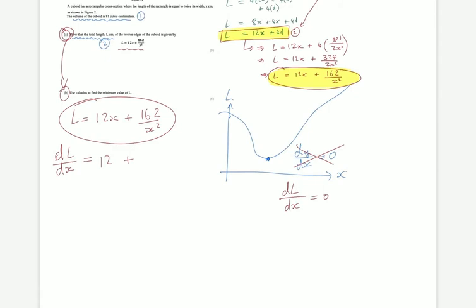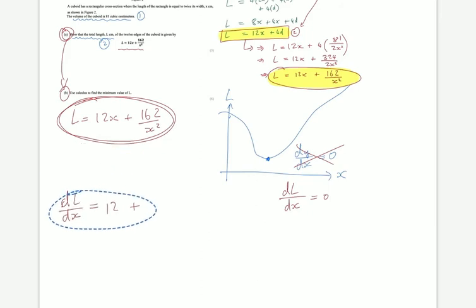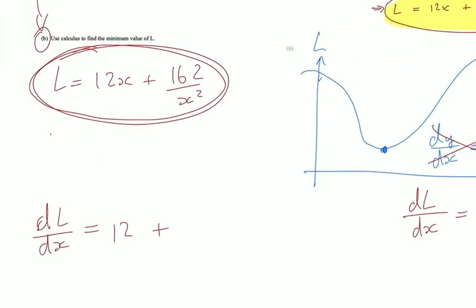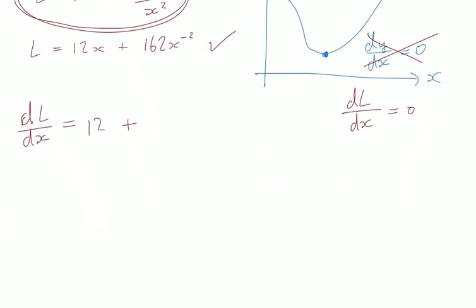I've not written my original formula in index form, so I'm not ready to differentiate it. So let's just move this down here and make sure we do our preparation correctly. L equals 12x plus 162x to the minus 2. And now we're ready to differentiate. dL by dx equals 12 plus minus 2 times 162 times x to the minus 3. Remember, I reduced the power by 1. And let me simplify this.